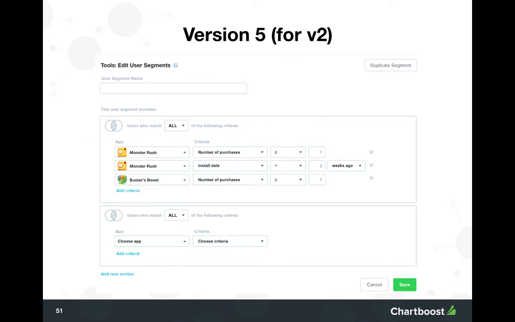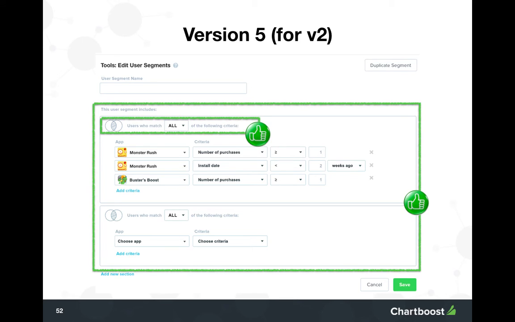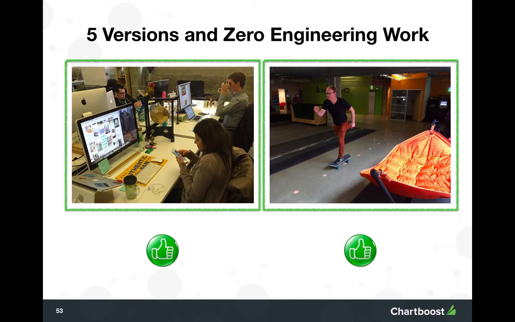And then quickly, a preview of the 5th version here. This is for a future version where we do have the ability to mix the and logic with the or logic. So here is what it would look like when you have 2 apps when you're going for that case where they've done action A and B in the first app and action C and D in the second app. And this was actually understood by people as well. So we've gone through 5 versions without having to do any engineering effort, which is great.